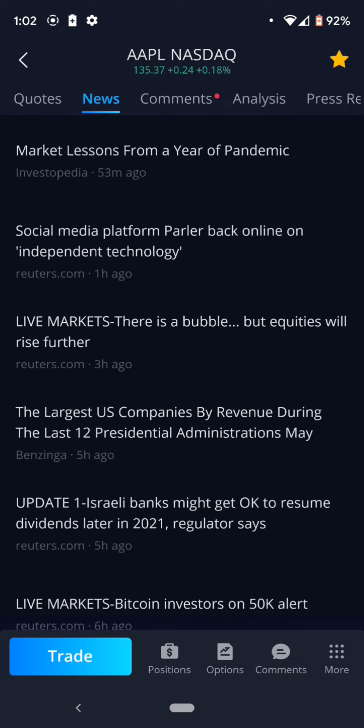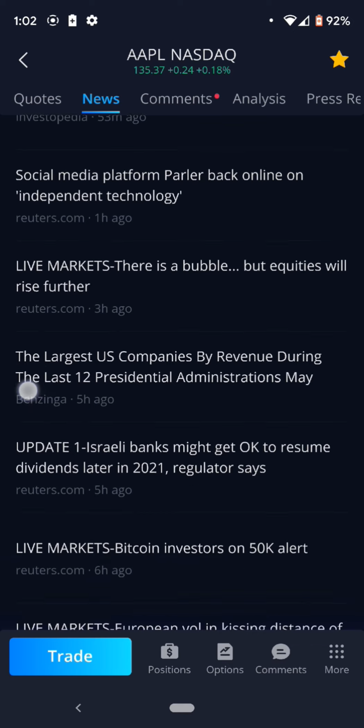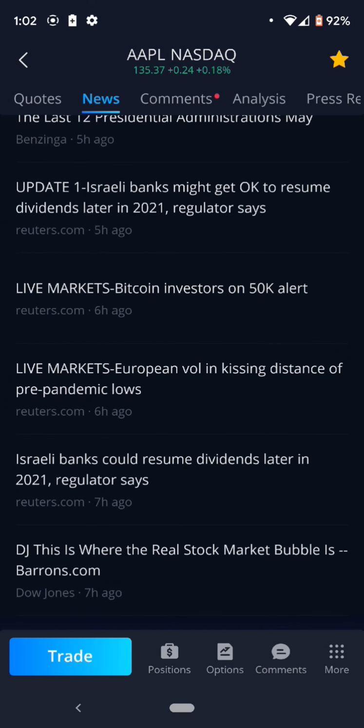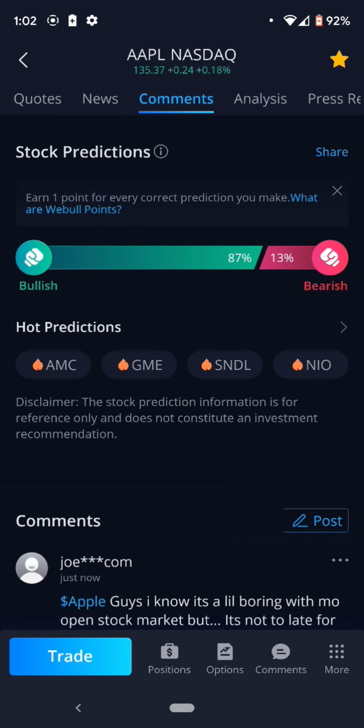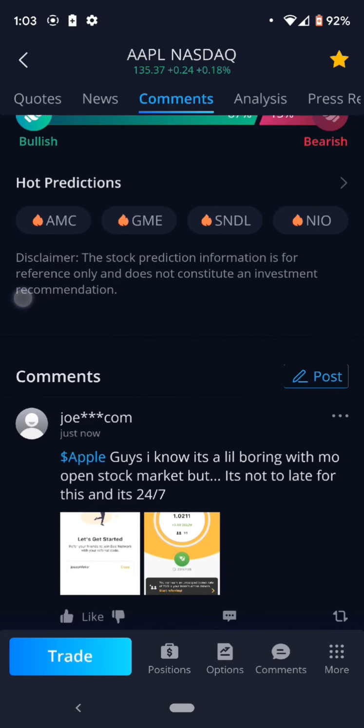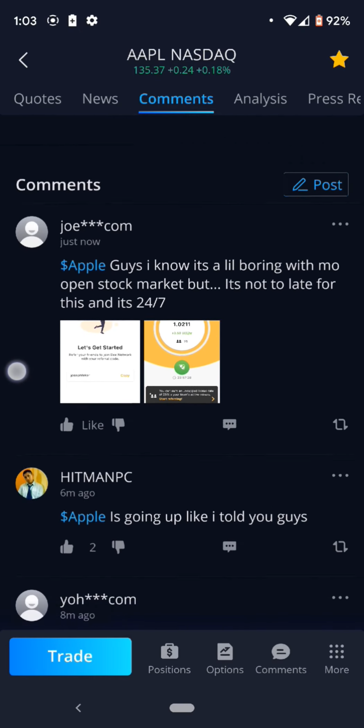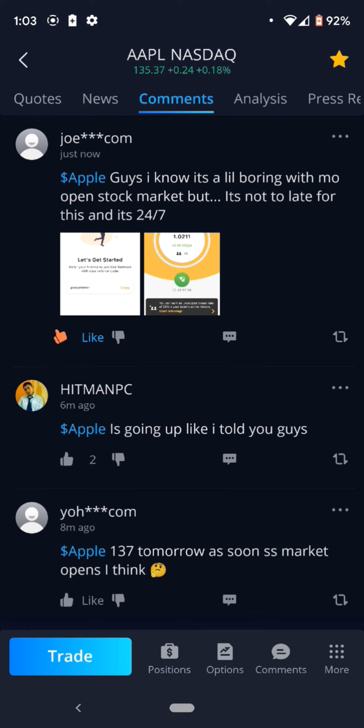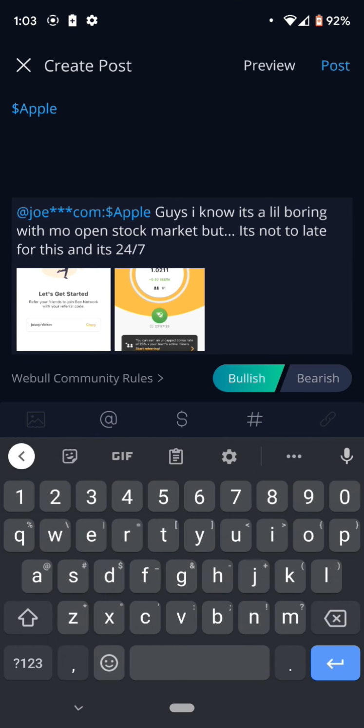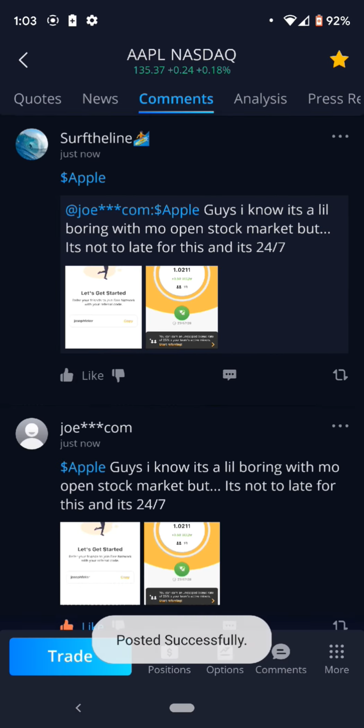Also shows you news related to the stock by a lot of big names. Comment, so Webull has a big community, and you can predict stocks trending higher or lower based on this stock predictions widget. You can see the hot predictions, comments about the stock that you can like and retweet, or repost, I guess.